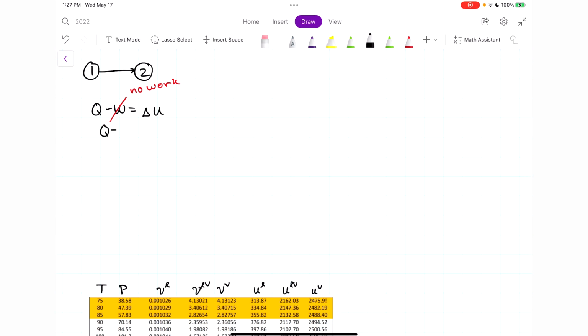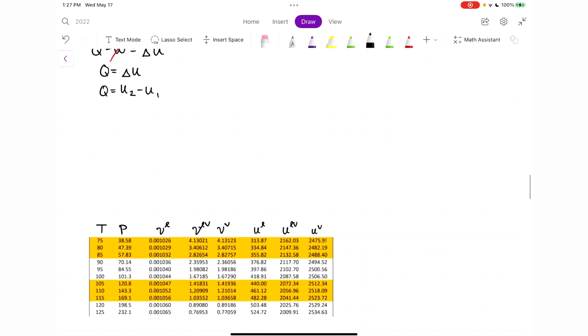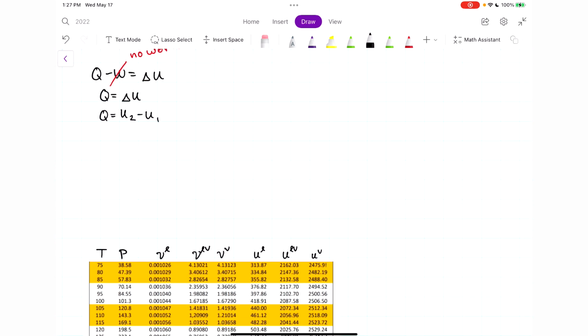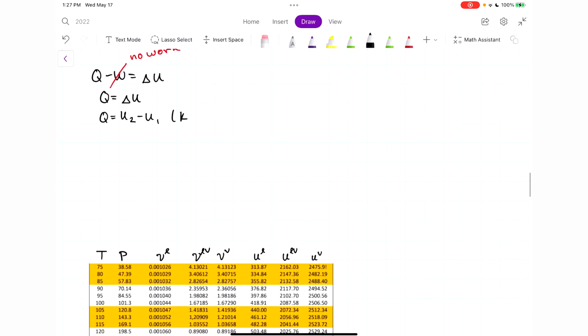So our equation simply turns into Q is equal to the change in internal energy, or we can even write it out more and say that Q is equal to U2, the internal energy in state 2, minus the internal energy in state 1. Great. And internal energy here is going to be in kilojoules, just because I did not mention that. You're not going to be able to see the units in the tables here, so just kilojoules.